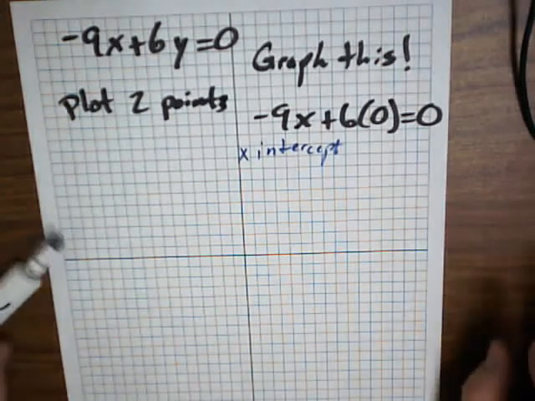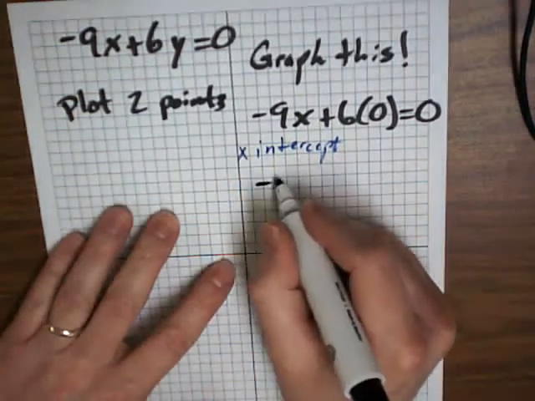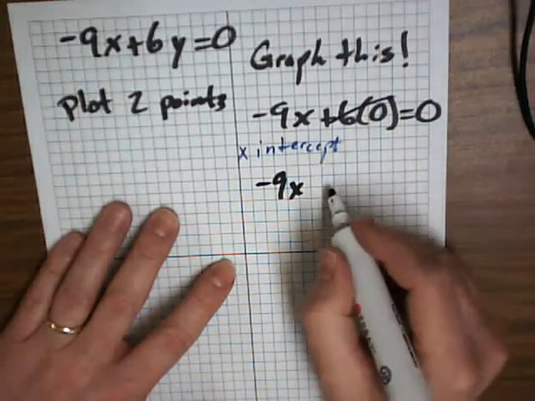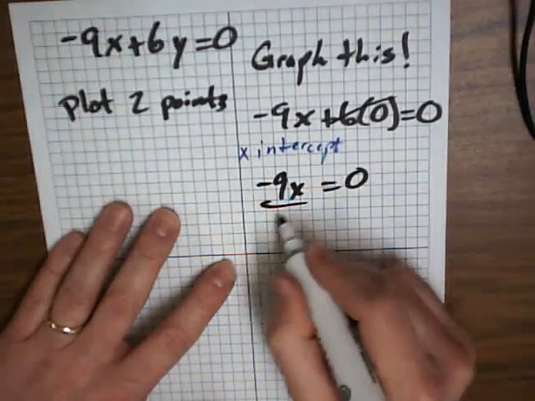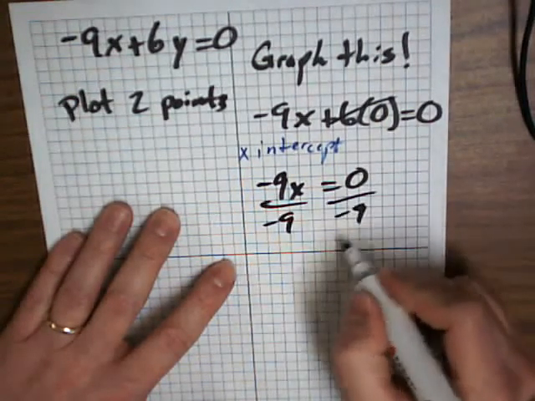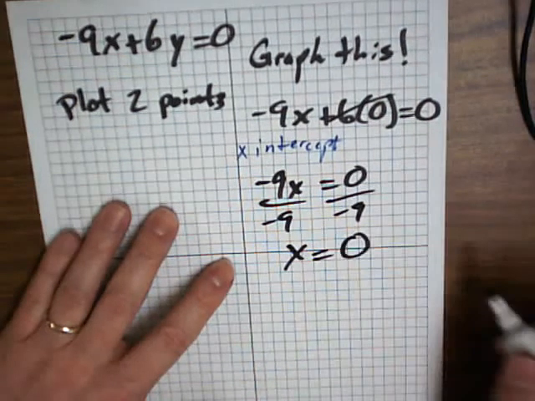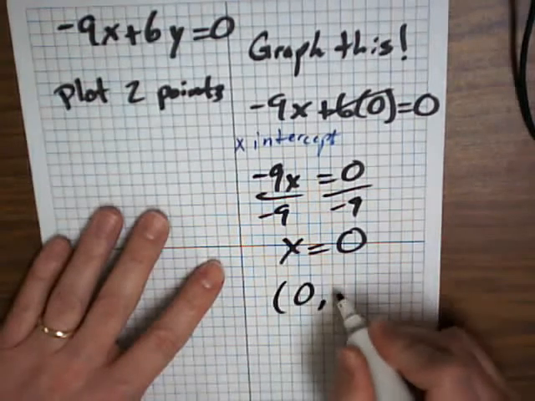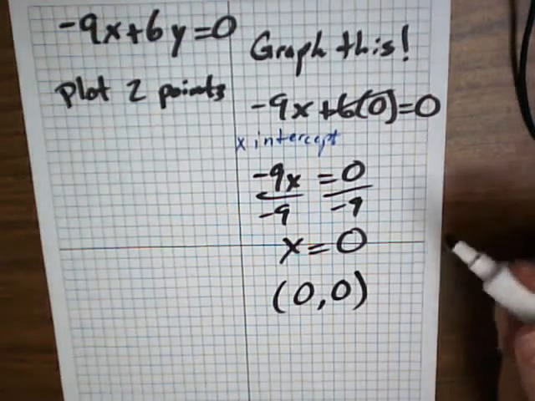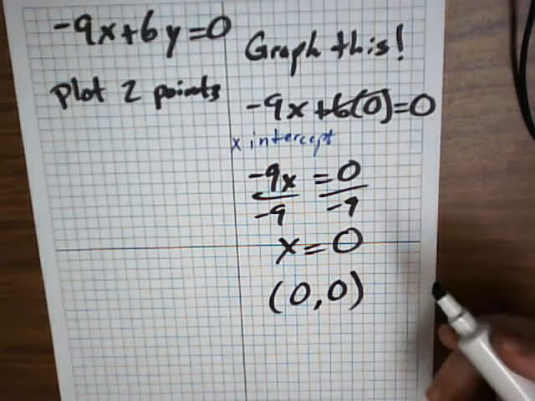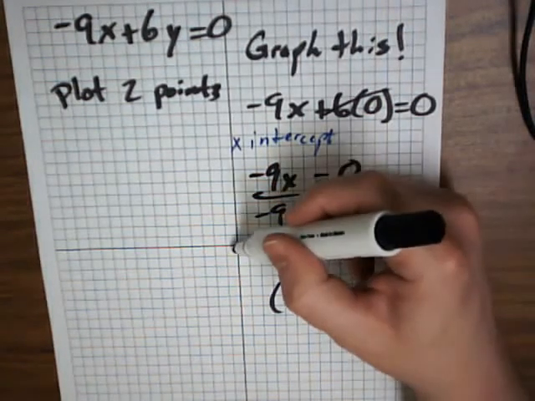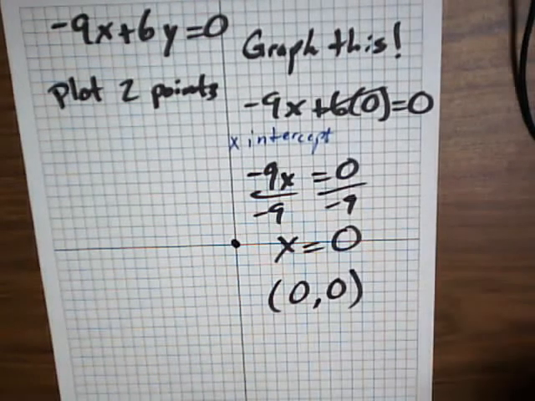Does that make sense? Okay, so that's negative 9x. That's nothing now. Equals 0. Divide by negative 9. x equals 0. So the x-intercept is 0, 0. On the test, don't do this on the grid paper. I just grabbed this piece of paper, okay? So that means that one of the points on the line is right there, dead center at the origin.